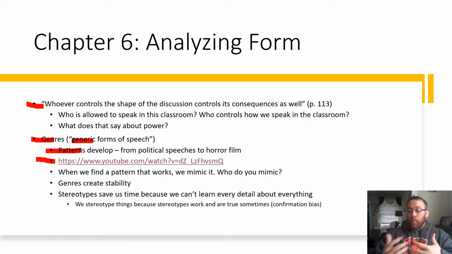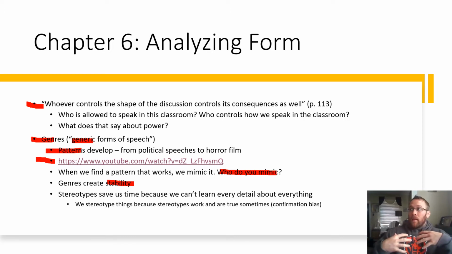All right, so when we find patterns that work, we start to mimic them, right? And so you have to think about, who do you mimic? Everything from your clothing, to the music you listen to, the movies that you watch, to the words that you use. We're all picking up patterns from friends and from media and from family members with regard to how to go about our lives, because none of us are trying to reinvent the wheel, right? So we all fall into patterns. Genres create stability for us.